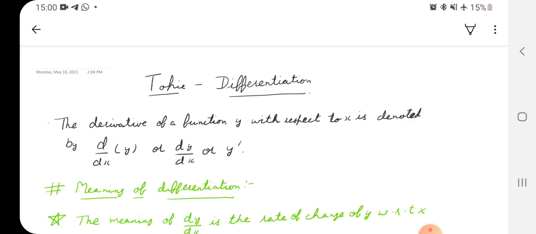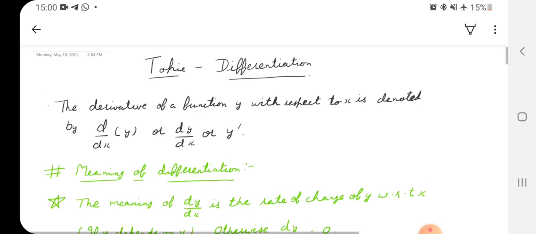The derivative of a function y, first of all, derivative will be of functions, right? So, the derivative of a function y with respect to x is denoted by d over dx of y or dy over dx or y dash. If you see any of these notations, it means the differentiation of y with respect to x, where y is a function and it will depend on variables. Any variable, it will depend on x as well or some other variable as well.